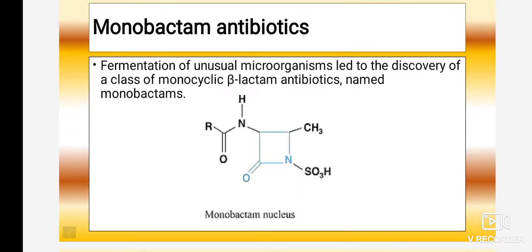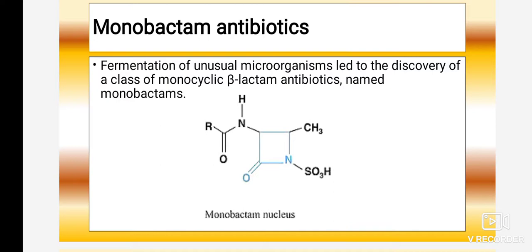Monobactam antibiotics have a nucleus made up of a monocyclic beta lactam ring. Fermentation of various microorganisms led to the discovery of a class of monocyclic beta lactam antibiotics. As the name suggests, monobactam means a monocyclic ring, mainly a monocyclic beta lactam ring. There is no other ring fused with or attached to the beta lactam ring.